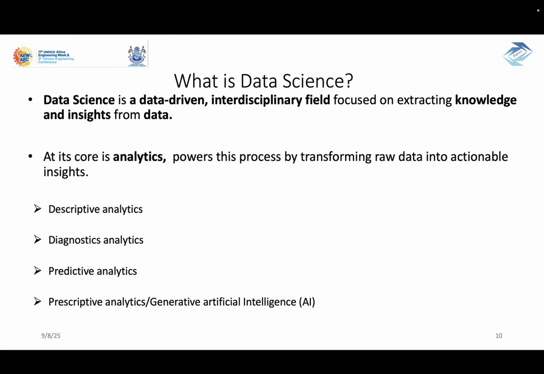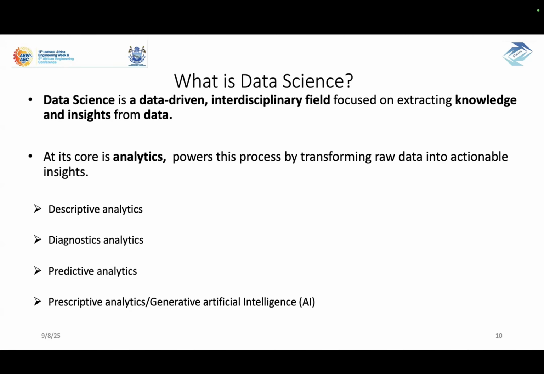So what's data science? Data science is data-driven. It is an interdisciplinary field focused on extracting knowledge and insights from data. And at its core is analytics. Analytics is what drives data science, and it also drives AI. So analytics has the power. It powers this process by transforming raw data into actual insights.